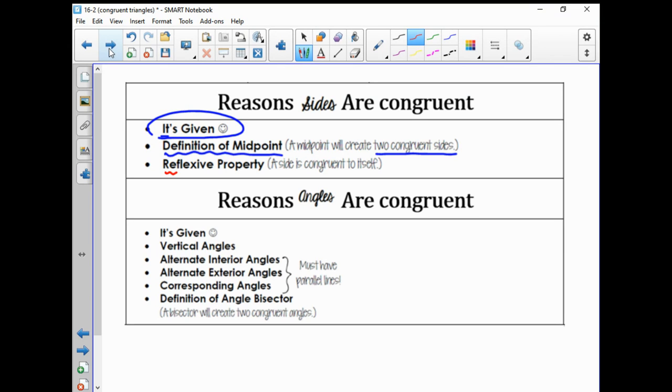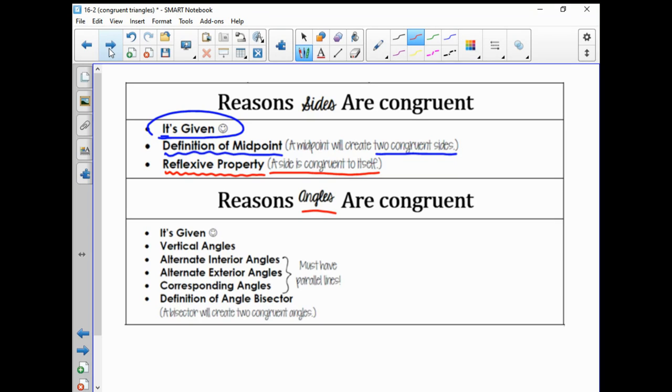And this is my favorite reason that sides are congruent. I told you we would get into this. You guys kind of laughed when we did the reflexive property earlier. But a side is congruent to itself. Okay, a side is congruent to itself. Now, sometimes you're going to have triangles that share a side. So if they both have the same base or if they both have the same right side, then that side is congruent to itself. So we could say that those triangles are congruent. Okay, now those are reasons that sides are congruent.